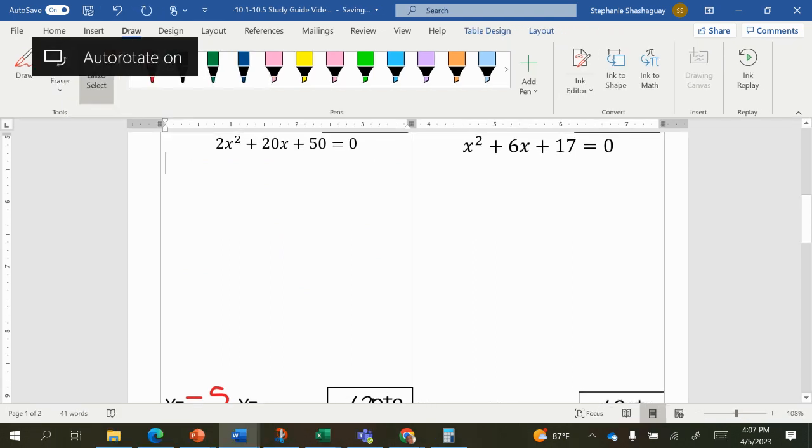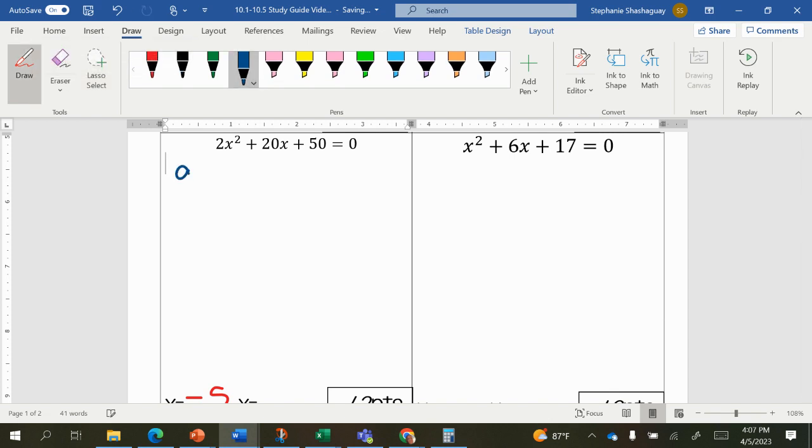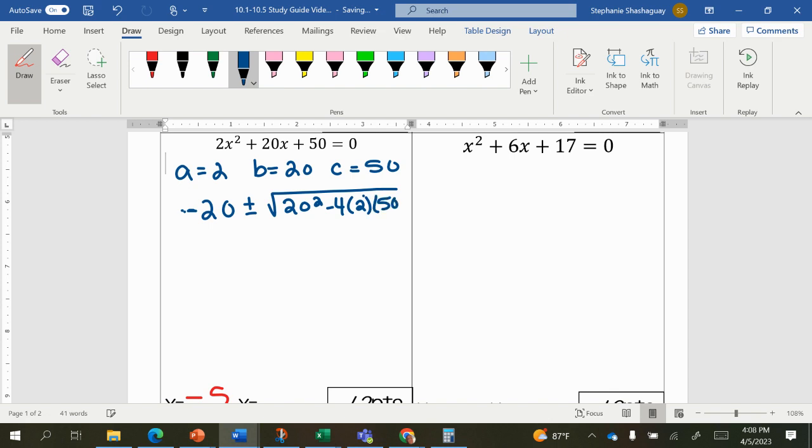All right, and I'll show you what it looks like with the quadratic formula. So here, my A is equal to 2, my B is equal to 20, and my C is equal to 50. Now, if I use the quadratic formula, that's going to be negative 20 plus or minus the square root of 20 squared minus 4 times 2 times 50, divided by 2 times 2.